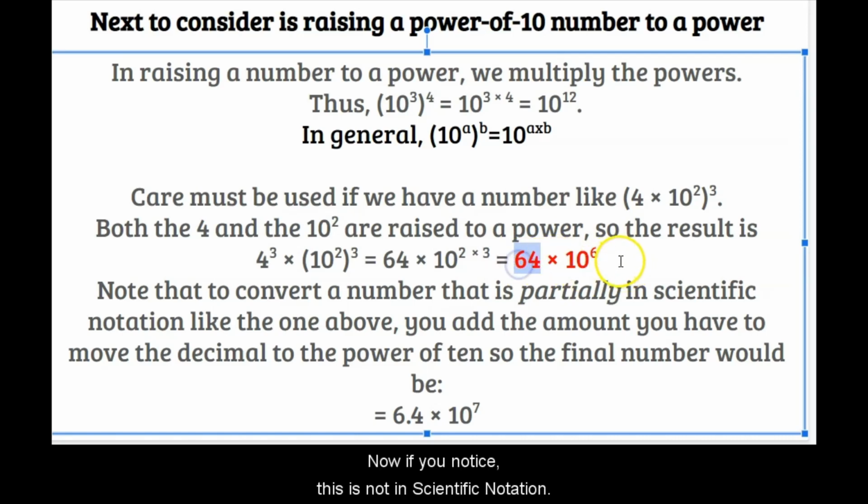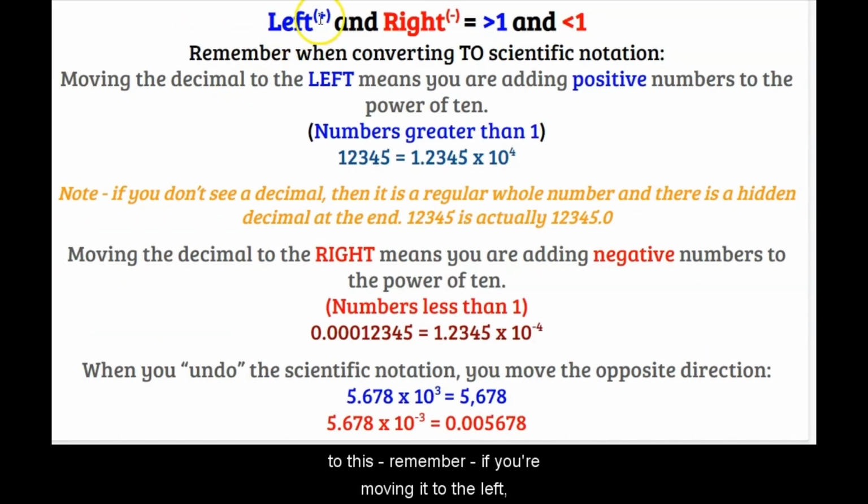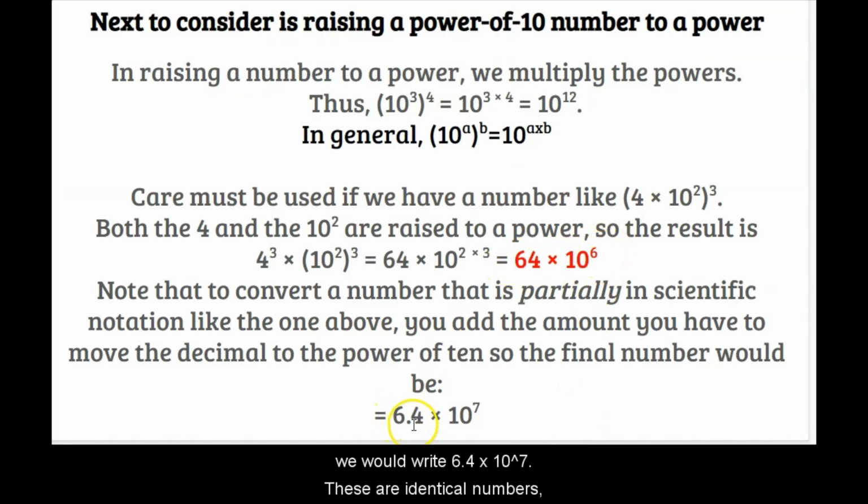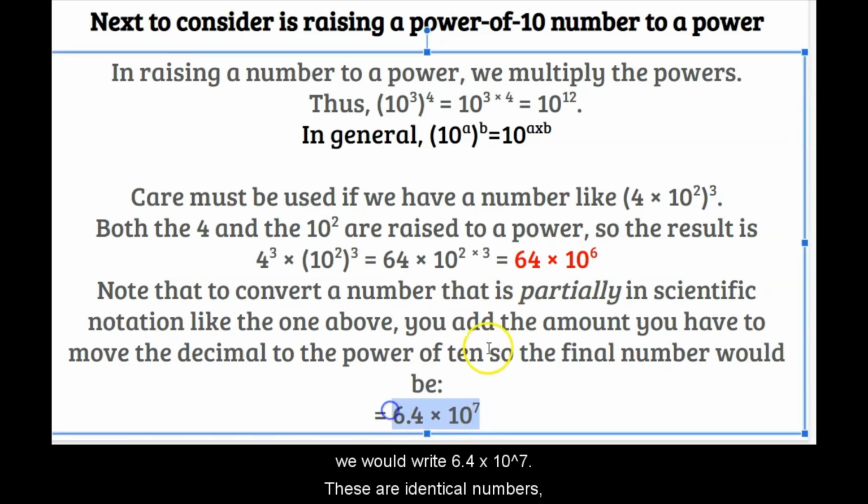Now if you notice, this is not in scientific notation. It's partially in scientific notation because it's got this correct, but this has 2 numbers to the left of this invisible decimal point, and so we need to convert it. If we move that decimal point over to the left, we are adding 1 to this. Remember, if you're moving it to the left, you're adding to the exponent. So instead of being 64 times 10 to the 6th, we would write 6.4 times 10 to the 7th. And these are identical numbers, but this one is written correctly in scientific format.